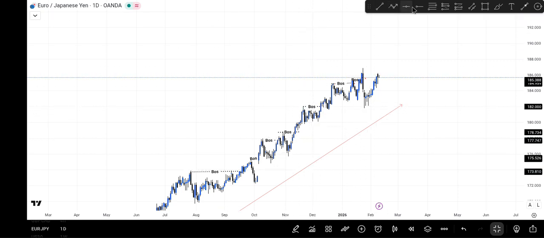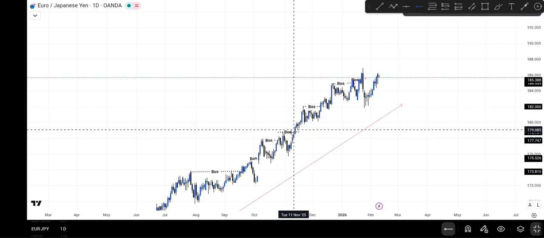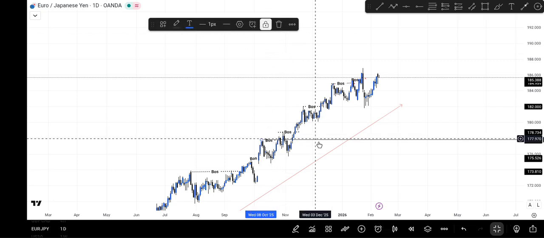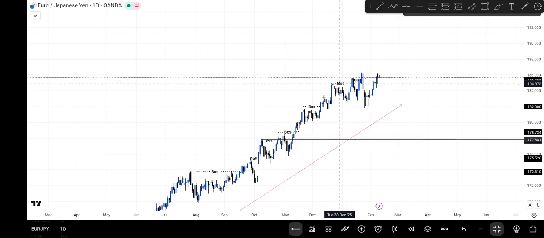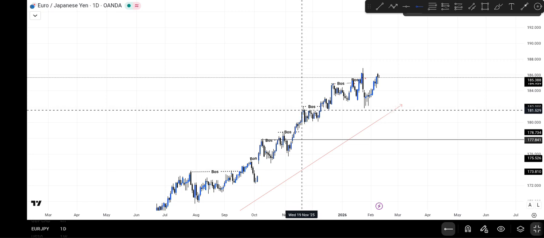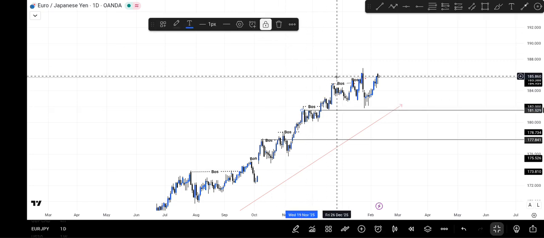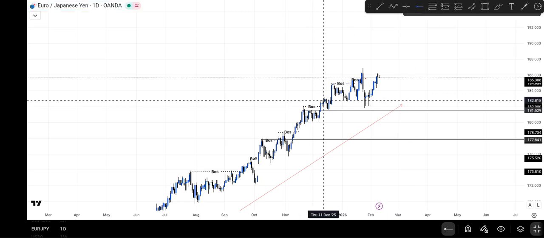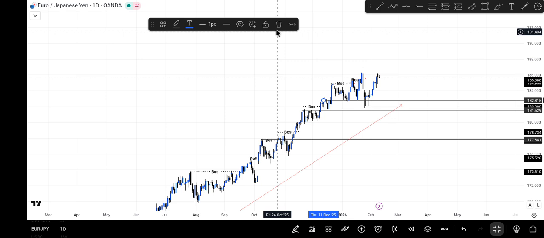So we can start marking out our support and resistance levels. This is our resistance level. This is where the market actually takes support from. This is also our resistance level. This is also our resistance level.